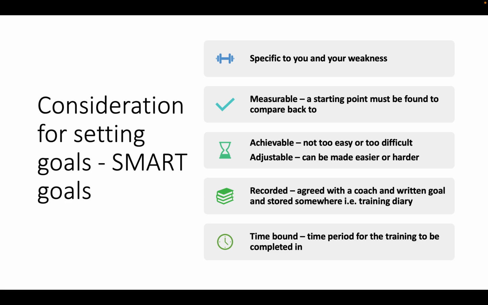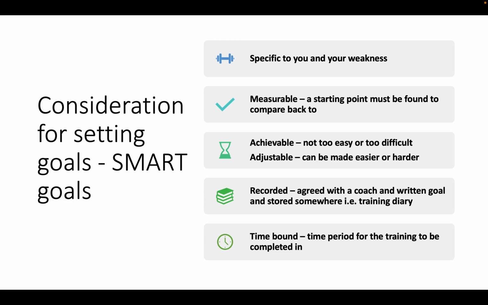Our goals also need to be adjustable, and that means that they can either be made harder if we meet these targets, or if they are too difficult, then we can make them slightly easier. It's important that your goals are recorded and written down somewhere. This is so that we can look back as a method of monitoring in a few weeks' time, but also that they are agreed with a coach.